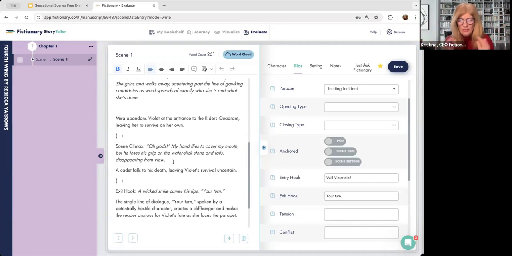And some poor cadet falls off. And so her line is, "Oh God, my hand flies to cover my mouth, but he loses his grip on the water-slick stone and falls, disappearing from view." And so that's the climax scene. There's Violet left standing there.